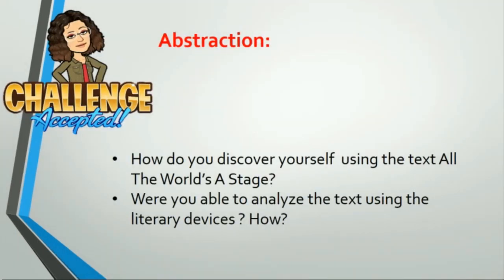Easy? Now, those are all the things that we have to understand with regards to how we could analyze literary texts, as well as understanding oneself using the literary. Now, in generalization or abstraction, we're going to generalize what we have learned by answering these questions. How do you discover yourself using the text, All the World's a Stage? Who can give me an answer to that?